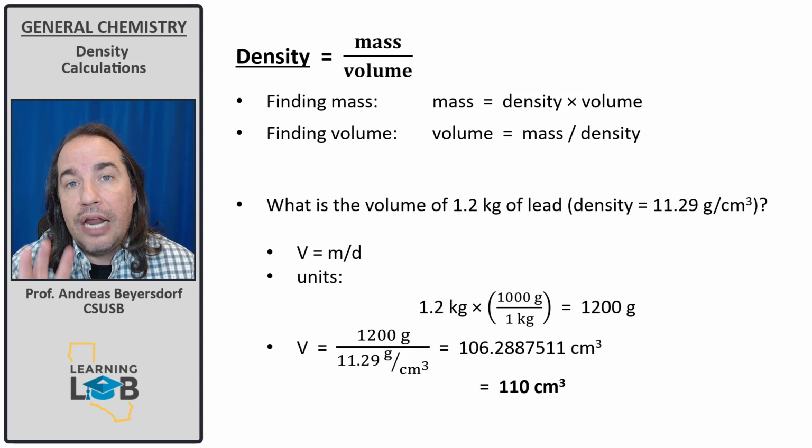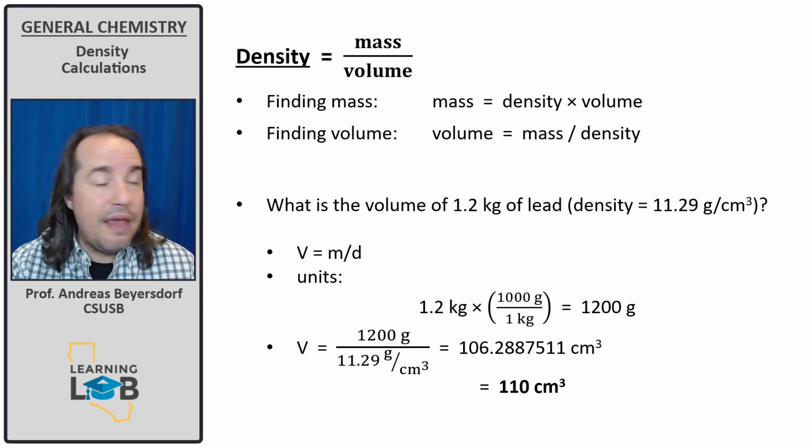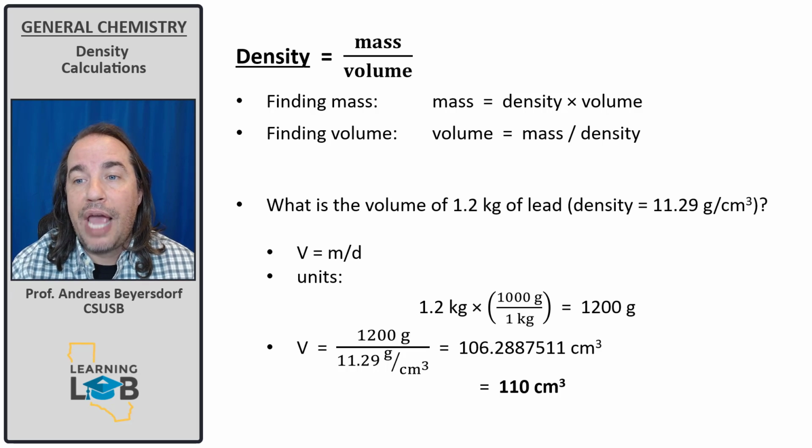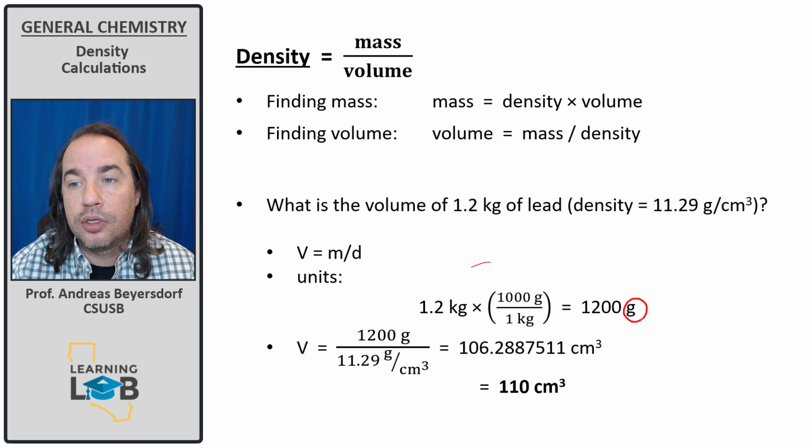Now, a key thing in all these calculations is always to look at the units. Dimensional analysis means that if we do a calculation on the numbers, that calculation is also done on the units. So in this case, we had to get them both to grams, right? 1,200 grams and 11.29, in order for those to cancel out.